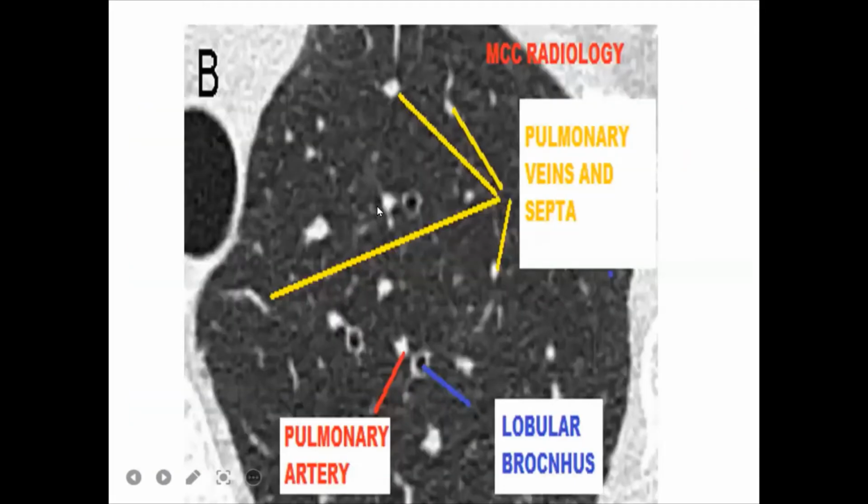Here you can see this bronchus contains air, a high-lucency air shadow inside it, and parallel to it is a pulmonary artery. This is how we can recognize a bronchus and pulmonary artery pair, and differentiate other structures which are not paired with a bronchus. They could be pulmonary veins, and septa can also be seen, but septa are visible only in some pathological conditions.